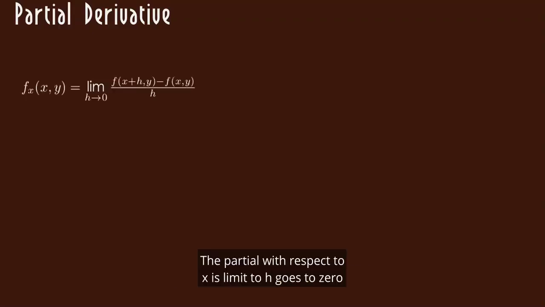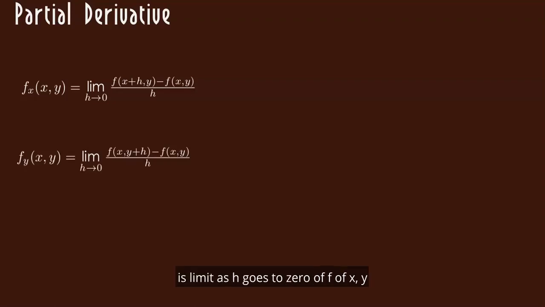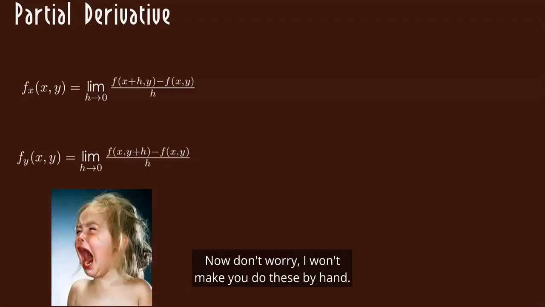So, partial derivatives. To find the slopes, we need to find derivatives in the directions with respect to x and with respect to y. So these should look fairly familiar. The partial with respect to x is the limit as h goes to 0 of f of x plus h comma y minus f of x y, all over h. Similarly, the partial with respect to y of f of x y is the limit as h goes to 0 of f of x comma y plus h minus f of x y, all over h. Now don't worry, I won't make you do these by hand.